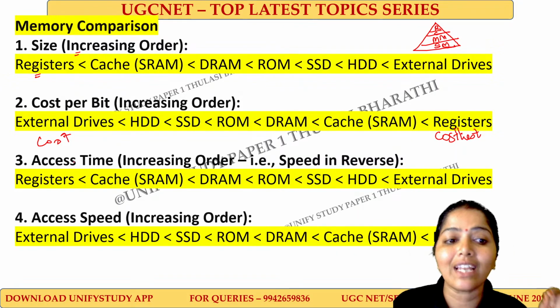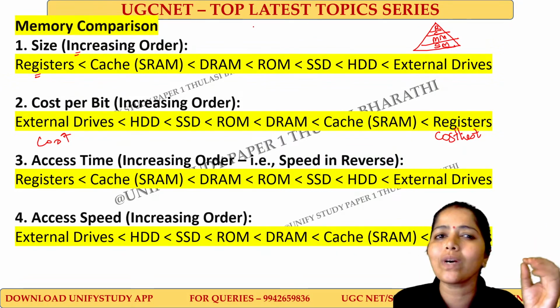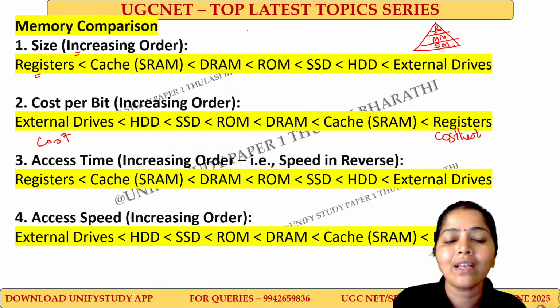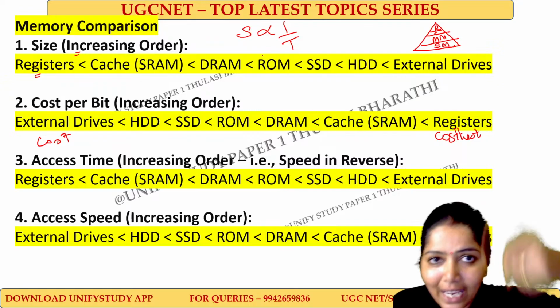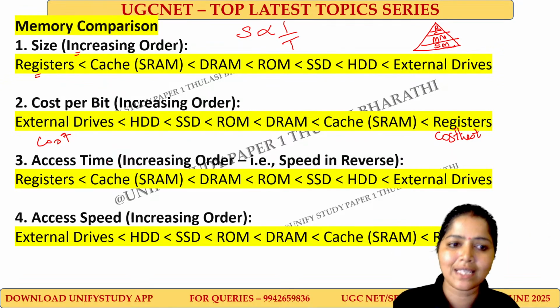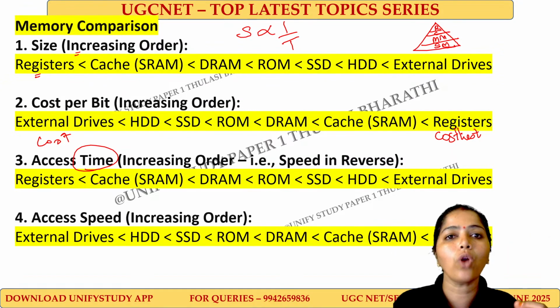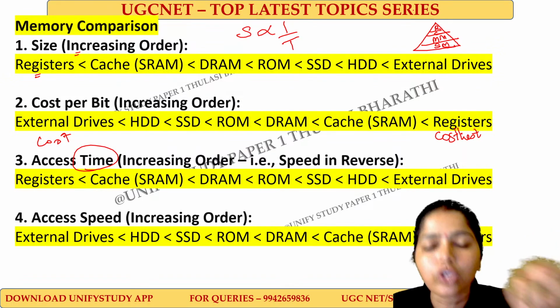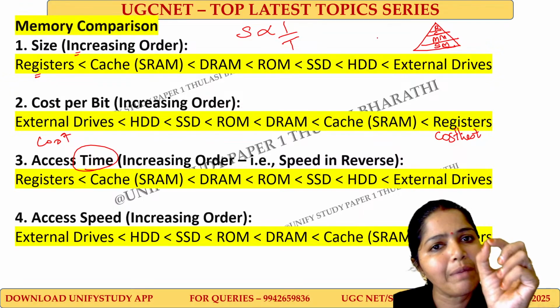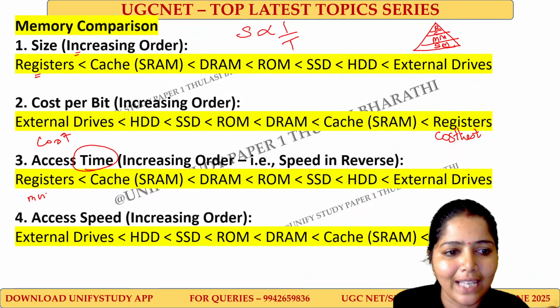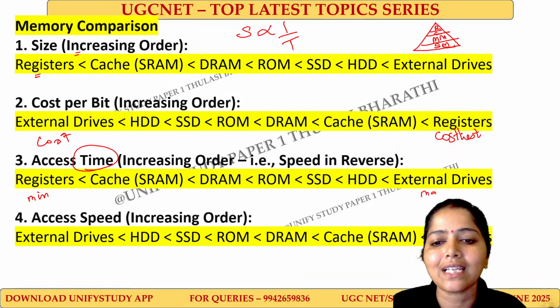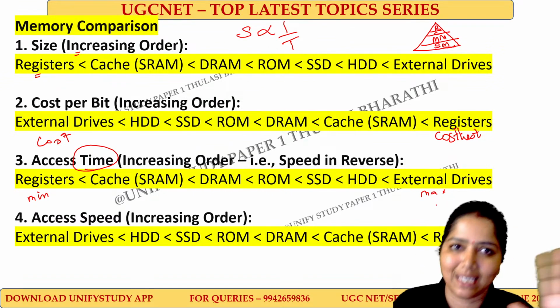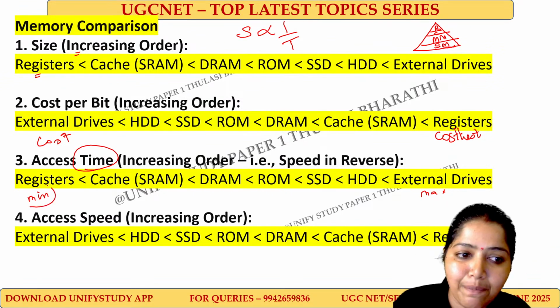And with respect to access time, as we all know from a simple physics formula, speed is inversely proportional to time. Access time is how long it takes to access. As the register is very close to the processor, it takes very minimum time. And the external drives, as they are outside, take the maximum time. Clear?